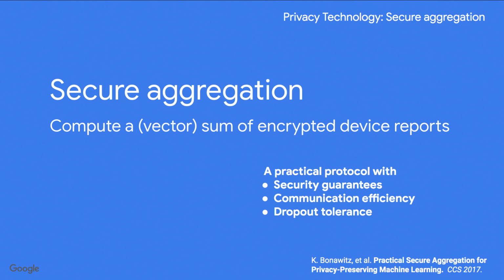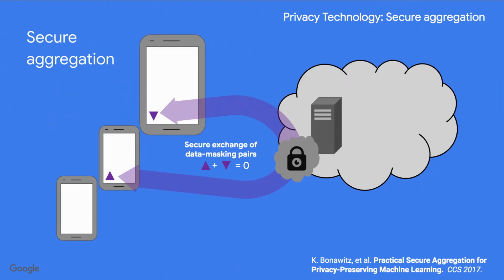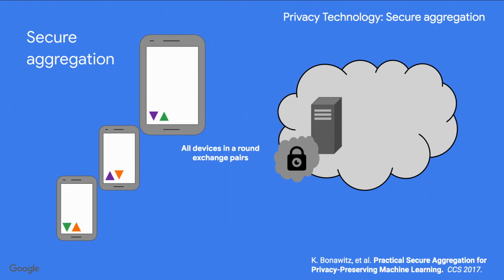So the idea is the server can't decrypt any individual user update, but the server can decrypt the sum. I don't have time to go into the full protocol, but I can give you a sketch of how something like this is possible. It starts by setting up a secure communication channel so that devices can exchange masks of the same dimensionality as the underlying model that sum to 0. And we do this across all pairs of devices.